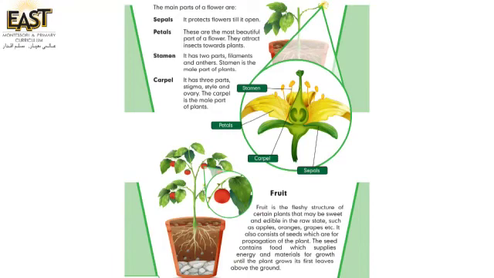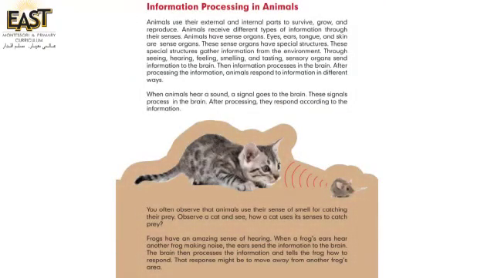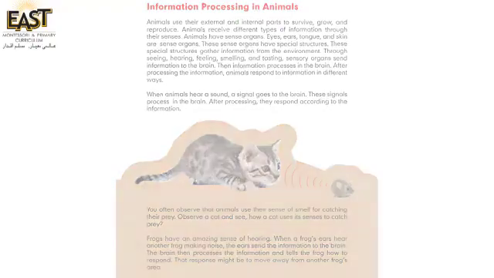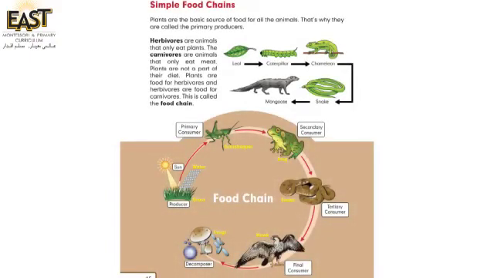Then you will look around for flowers, and then we will be reading about fruits: what fruits are, how they grow, why they are important. And finally on page number 14 you will be reading about information processing in animals: how animals collect information and how they process it. That would lead us to page number 15, which is simple food chains.